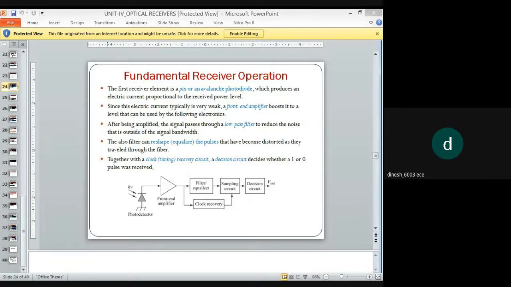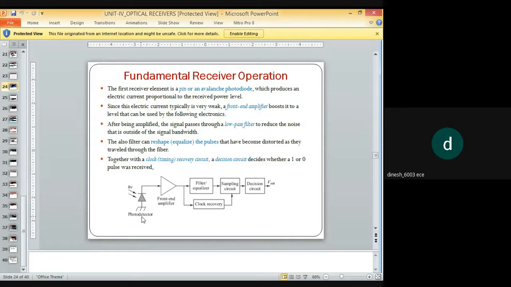Since I couldn't find any queries in the chat box, I'll proceed to the next slide, which is the fundamental operation of the receiver. The photodetector will be present. This photodetector, which is being coupled into the receiver segment, will bring in optical signals of h nu.